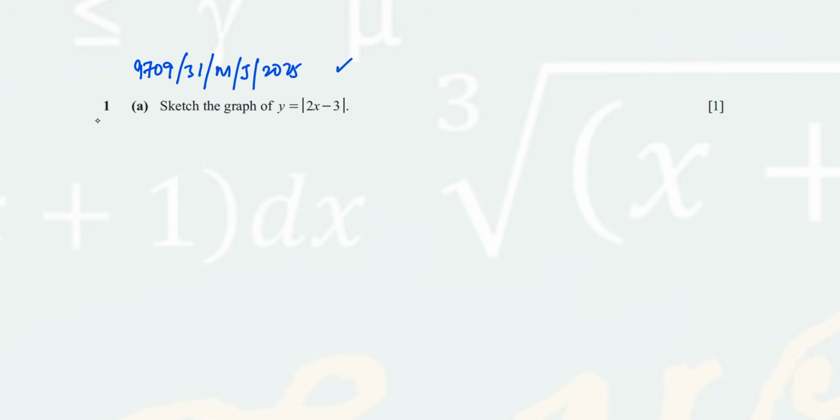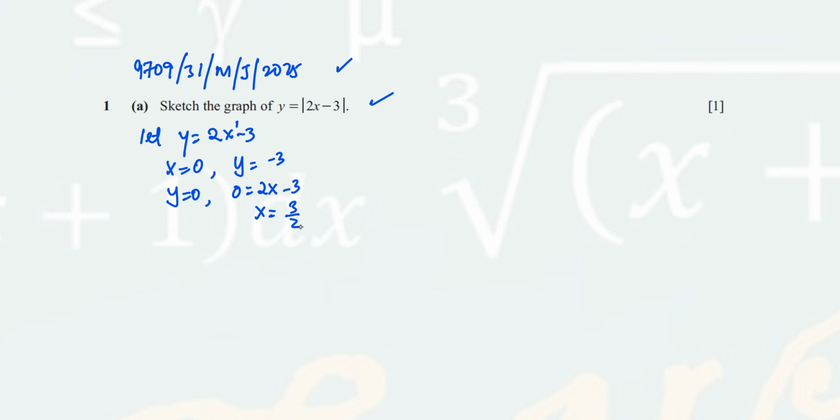Okay, let's get started. So for question number 1, sketch the graph of modulus 2x minus 3. First of all, we will let y be 2x minus 3 by ignoring the modulus sign. Since this is a straight line, we just need 2 points. Let x be 0, your y will be negative 3, and let y be 0, your 0 is 2x minus 3, hence your x is going to be 3 over 2.